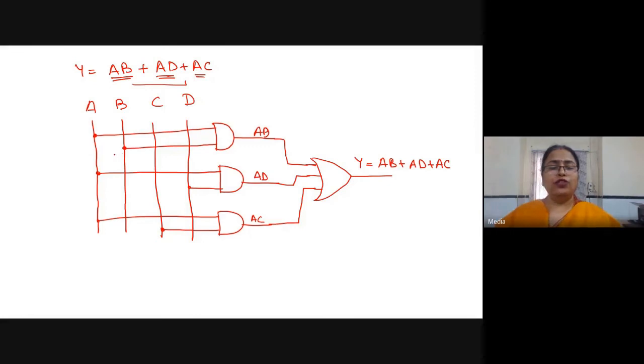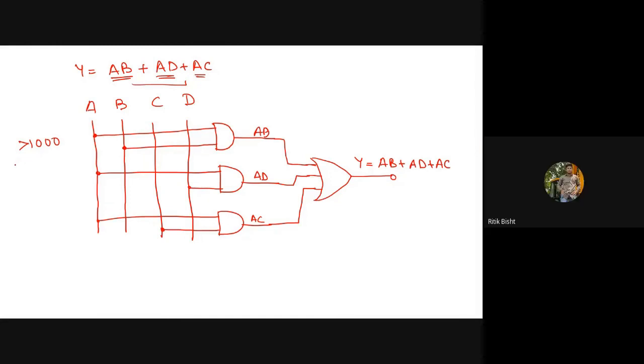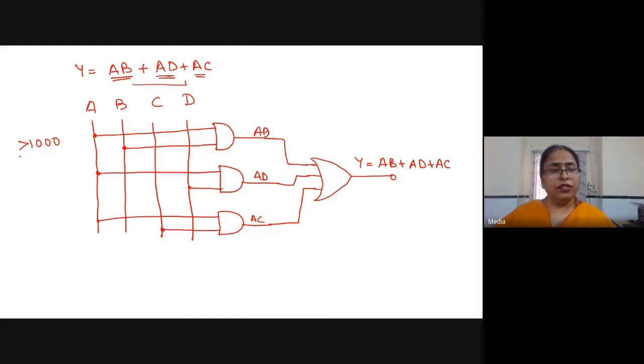What was your problem? Your problem was that this circuit should give a high at the output when the input is greater than 1000. This was there in the question, no? Ankur, can you hear me? In the question it was there. Ritik, Ankur, anyone there? Yes, ma'am. In the question what was there? That if input is greater than 1000, the output should be 1.